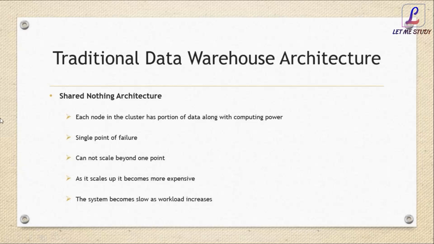Next one was the shared nothing architecture. With big data processing technologies like Hadoop, they had a distributed cluster where each node in that cluster was processing its own data, and each node had its own data. In this case, it was also a single point of failure: whenever the master node goes down, it was a single point of failure. You had to initially purchase the capacity and would not be able to scale beyond one point. It was quite expensive, and whenever the workload increases, it becomes slow. That is called a shared nothing architecture.